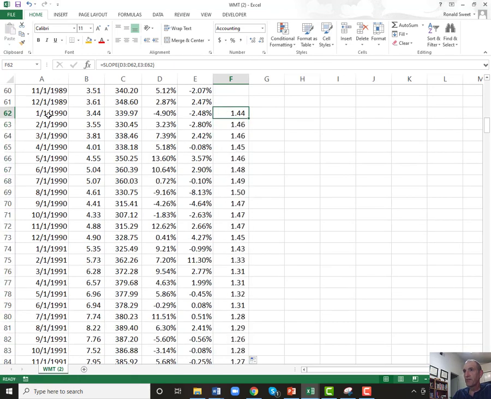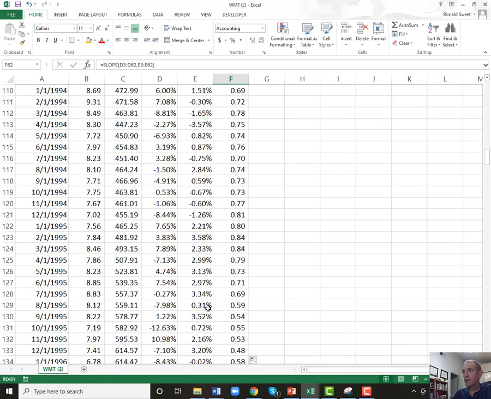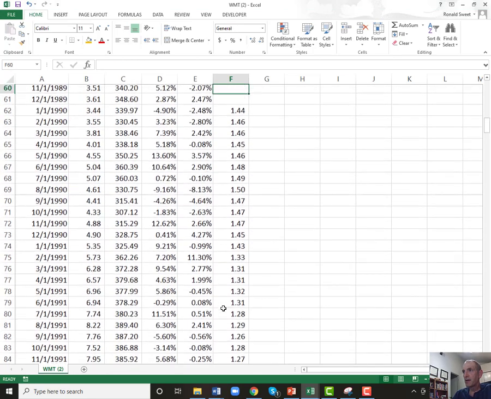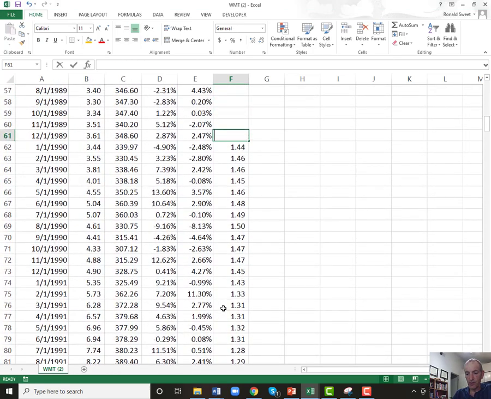So here's the beta for the 5 years ending January 1990. Here's the beta. Look how quickly it starts dropping. Here's the beta for the 5 years ending January 1993. So this is the rolling beta. Let's do the median, the 0.1, and the 0.9. So here's our percentiles.